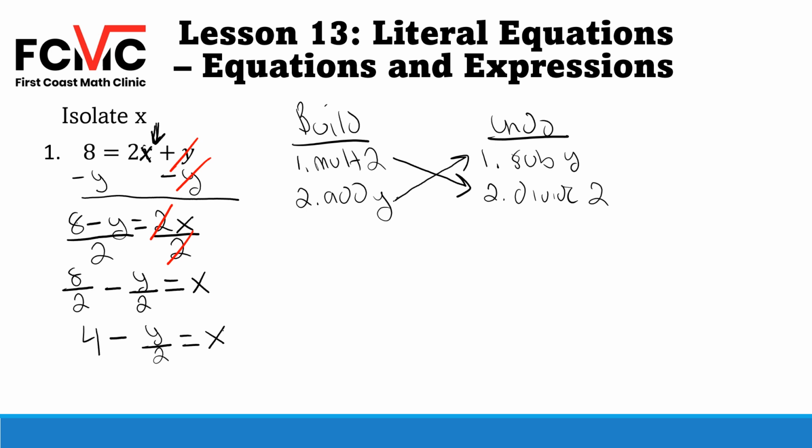And we've successfully isolated x, getting every term that's not x over to the other side. When we list out the build and the undo, it basically tells us what we have to do and the order that we have to do it. We listed our order of operations, multiply by 2, add y, and then reversed that: subtract y, divide by 2. That gives us the steps to get this x by itself. All right, let's go through a couple more examples involving literal equations and isolating variables.